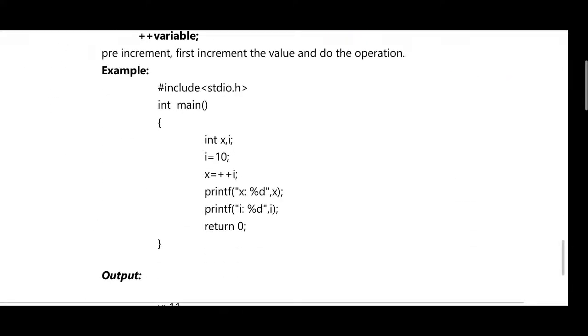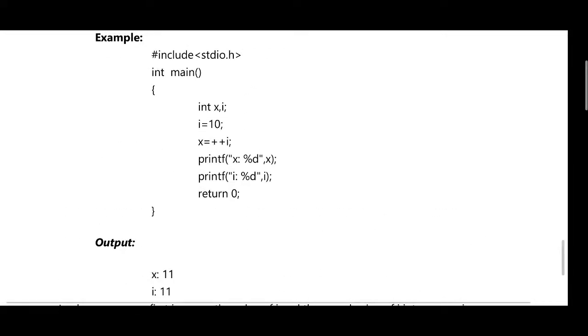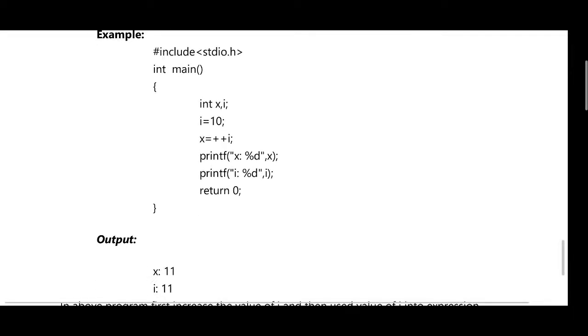Here is an example for increment. Include stdio.h, int main. Here int x, i. Here i is equal to 10, x is equal to plus plus i. printf percentage d, x, printf percentage d, i, return 0.